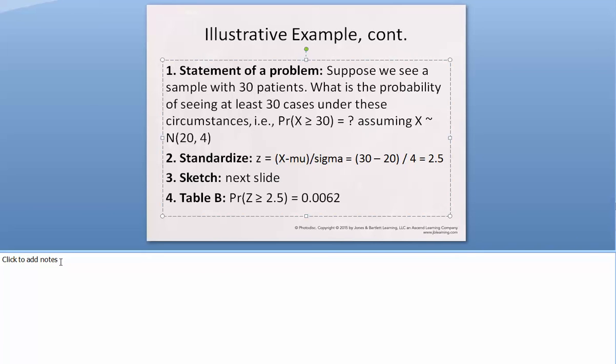The term cases is usually used for people with a certain condition. So what is the probability of seeing at least 30 cases? Okay, I made a mistake. Let me go back to the previous slide and then come back to it.